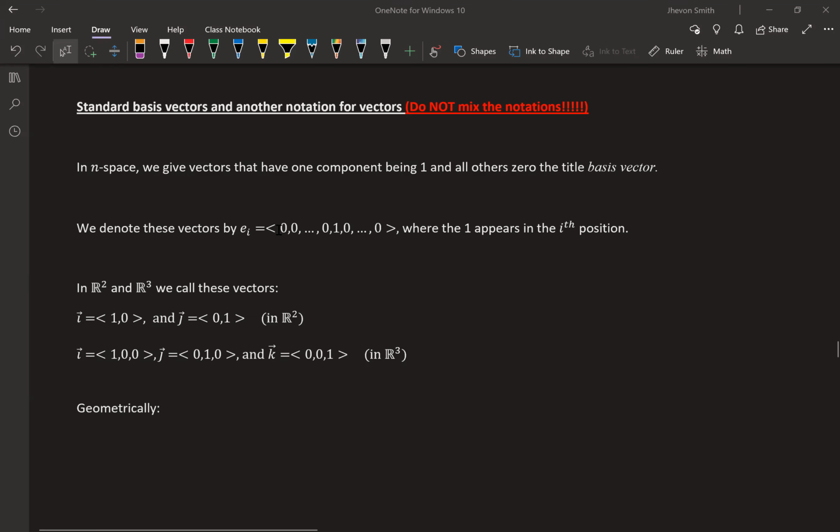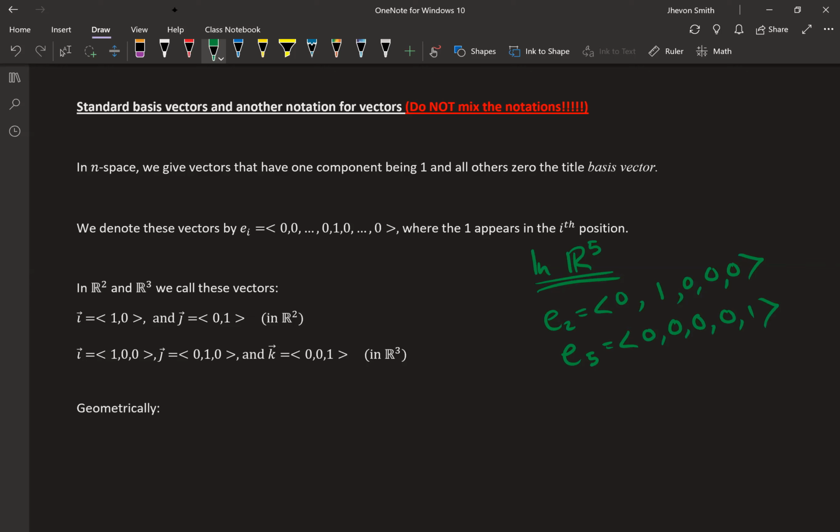So this is a kind of vector that has zeros in all components, but it only has a 1 in one of the components, in the ith component, right? So I can talk about, let's say we're in R5, the vector E2 in R5. Well, that's just a 5-dimensional vector where there's a 1 in the second position and zeros everywhere else. Or I can talk about E5 in R5. So that's 1, 2, 3, 4, 5, etc. Okay, so these guys are called standard basis vectors.